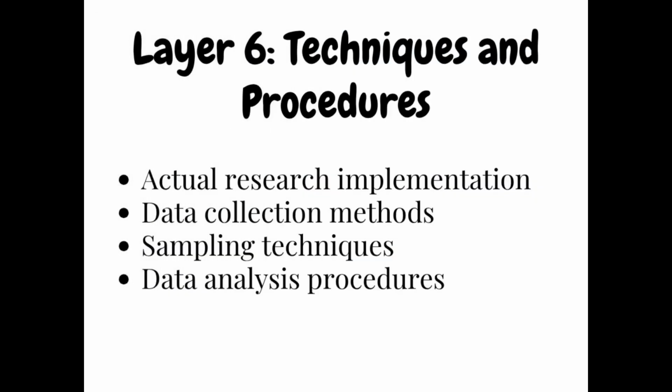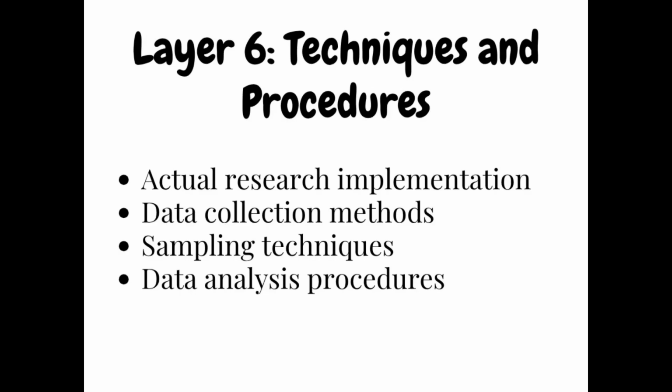Finally, we reach the center of the research onion. This layer is called techniques and procedures. Here, you describe the specific methods used in your study. This includes data collection methods, sampling techniques, research instruments, interview protocols, and data analysis procedures. By the time you reach this layer, every methodological decision has already been logically justified by the previous layers. Your research design becomes structured and coherent.